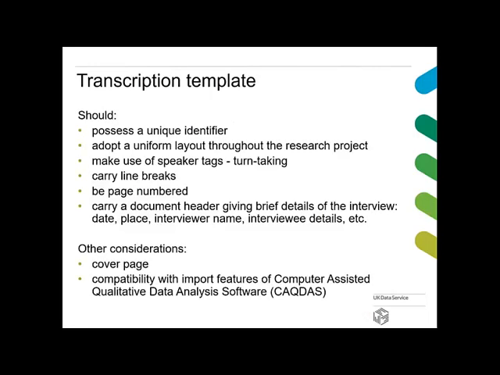We mentioned transcription earlier. So what would be good to include on a transcription? It should include a unique identifier and ideally adopt a uniform layout throughout the whole research project and make use of speaker tags. Carry line breaks and be page numbered, and carry a document header giving brief details of the interview. This may include information such as the date, the place, the interview name, interviewee, etc. Other things worth considering are a cover page, and if you're going to use computer-assisted qualitative data analysis software, whether this has compatibility and import features of whatever you're using.